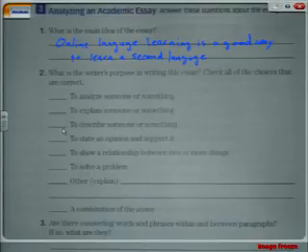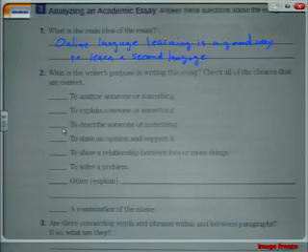If you feel that the writer has analyzed someone or something in this essay, you should write a tick here. You should place a tick here. If not, you should not place anything. Just leave it blank. The second purpose suggested here is to explain someone or something. Okay? Number 3, to describe someone or something.